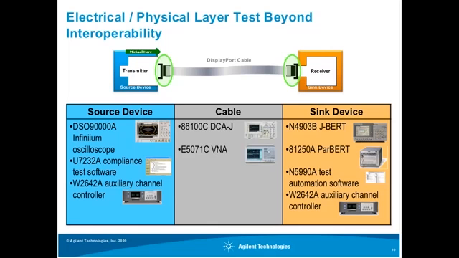The source device is typically tested with an oscilloscope, and there is some compliance software which automates and simplifies those tests. And for controlling the test, which means doing the handshakes on the auxiliary channel, an auxiliary channel controller is used to, let's say, control the source device. The same is actually true for the sink testing. Maybe we jump to the sink right away.